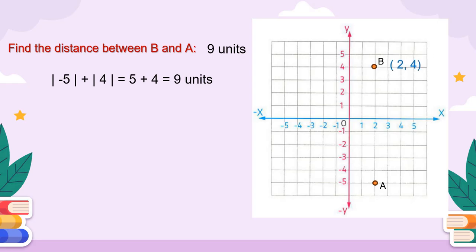What about the ordered pair of B? It's 2 and -5. So what's common, the x coordinate or the y coordinate? They have the same x coordinate. So we cancel the same coordinate here.